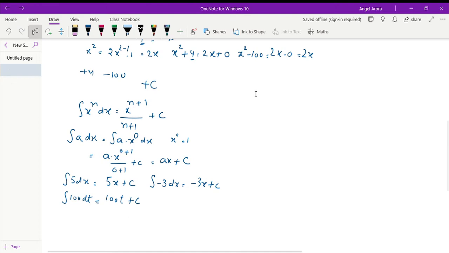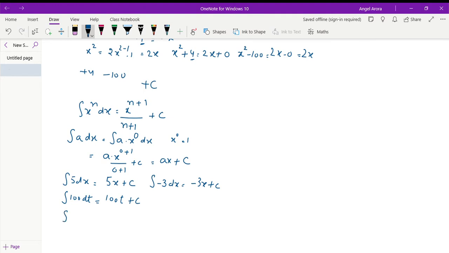Because this function was in terms of t, we have written here 100t plus c. t is the variable here. So I think by now you must have got a basic idea about integration. Let's take some more typical examples.